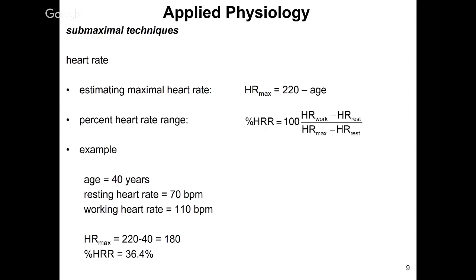Don't need it for the assignment, but this is an example of someone who's 40. When they're resting, they're at 70, and then while they work, 110. Their max is 180, so they should never go above 180. And then their range is 36%. So at 110, they're 36% of the way to 180.